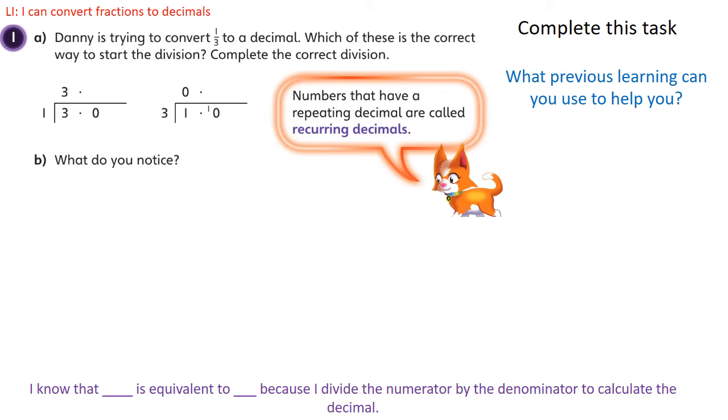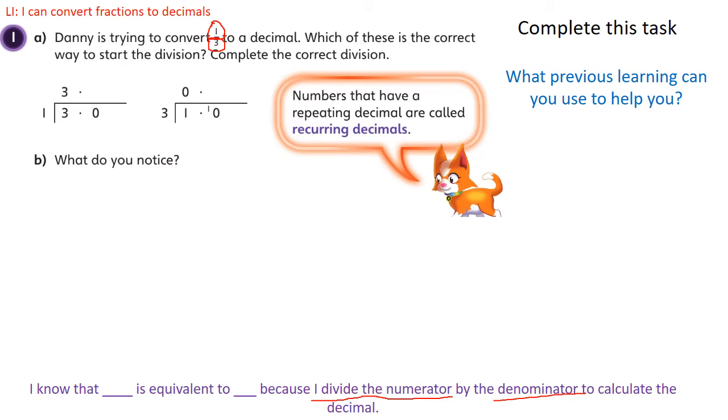In this question, Danny is trying to convert 1/3 to a decimal. Which of these is the correct way to start the division? Complete the correct division. Now, can you remember? Let's go to the very end of our STEM sentence before we fill in the gaps. I divide the numerator by the denominator to calculate the decimal. So what is our numerator? Our numerator here is 1. What is our denominator? Our denominator is 3.